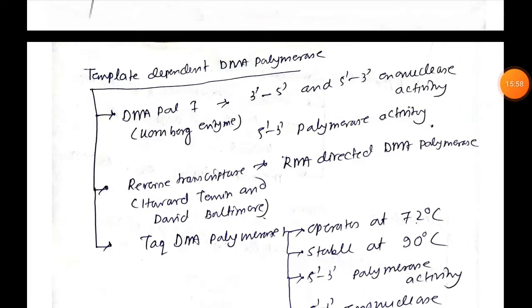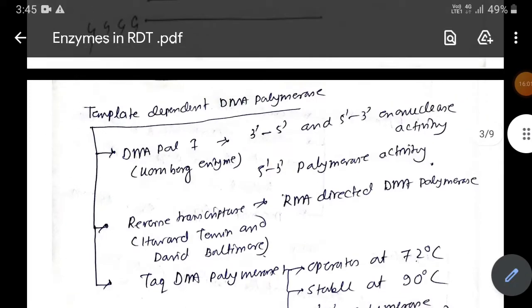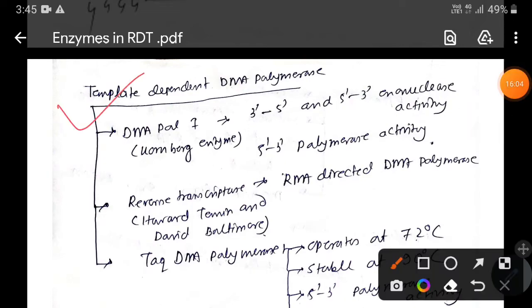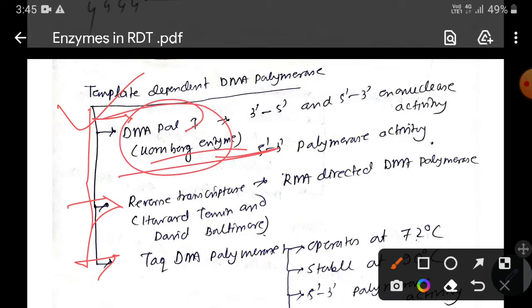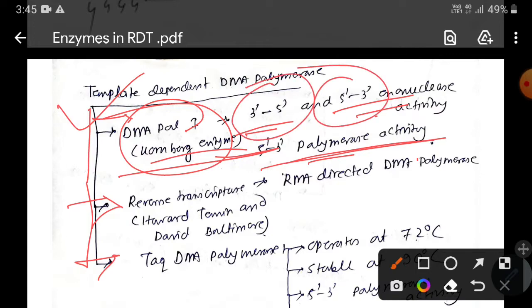Now let's start our discussion with the template dependent DNA polymerases. There are 3 kinds of template dependent DNA polymerase: Taq DNA polymerase, reverse transcriptase, and DNA polymerase 1. Can we add TdT here? No, because TdT is polymerizing template independently, so we cannot add it here, right? DNA polymerase 1, also known as Kornberg enzyme, has 3' to 5' exonuclease activity, 5' to 3' exonuclease activity, and 5' to 3' polymerase activity. I know you know this very well, better than me.